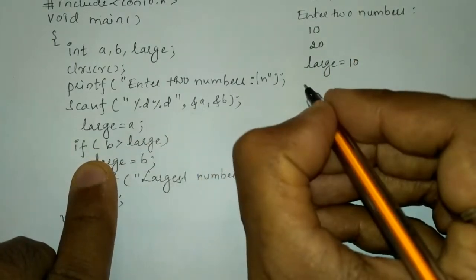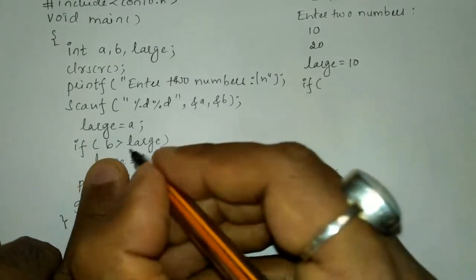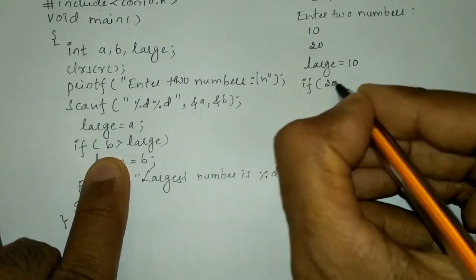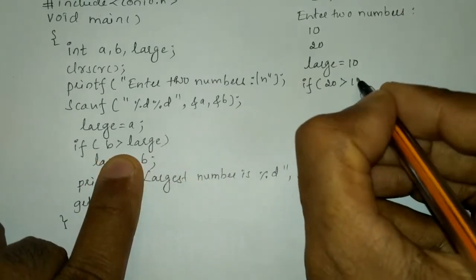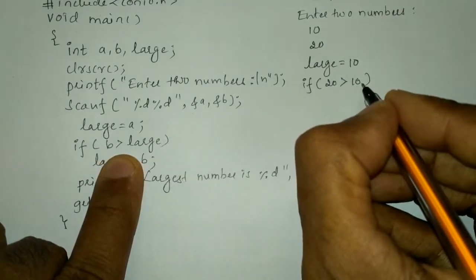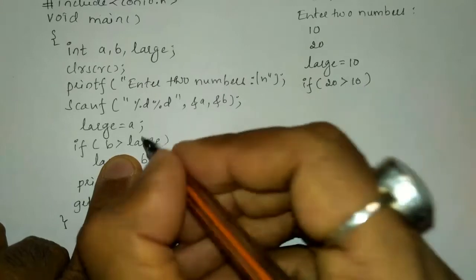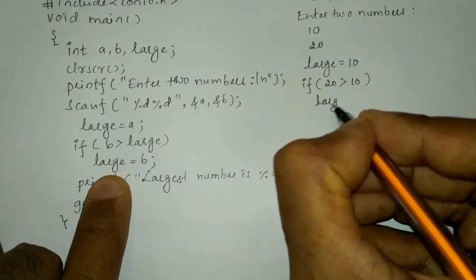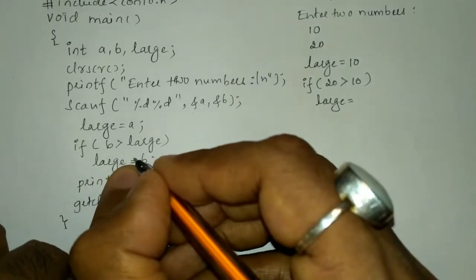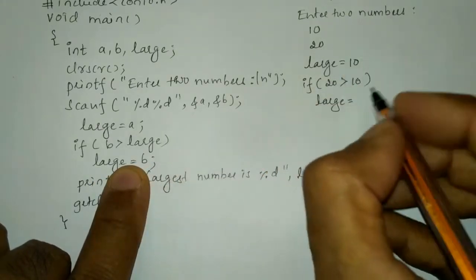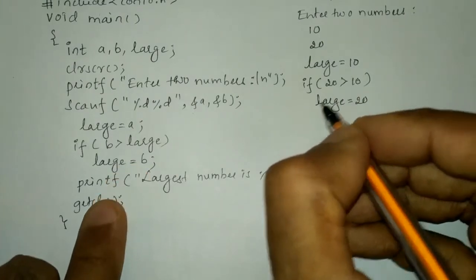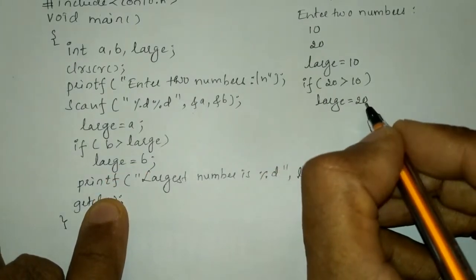Next we are going to check the condition if b is greater than large. What is the value of b? 20. Greater than large. Large is what? 10. Whether 20 is greater than 10? Yes, it is true. If it is true, then large is equated with the new value, what is the value of b? That is 20. So 20 will be stored in large.